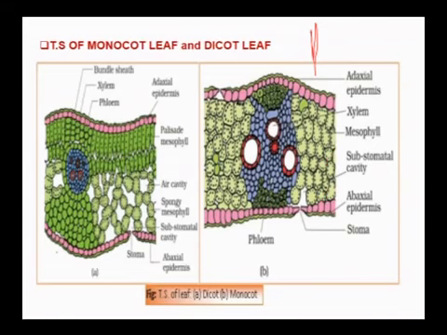Photosynthesis rate and storage of the food remains the same on both the sides. Such leaves are said to be isobilateral. The leaves morphologically, anatomically, physiologically similar on both the sides are said to be isobilateral, and these are usually found in monocotyledonous plants.